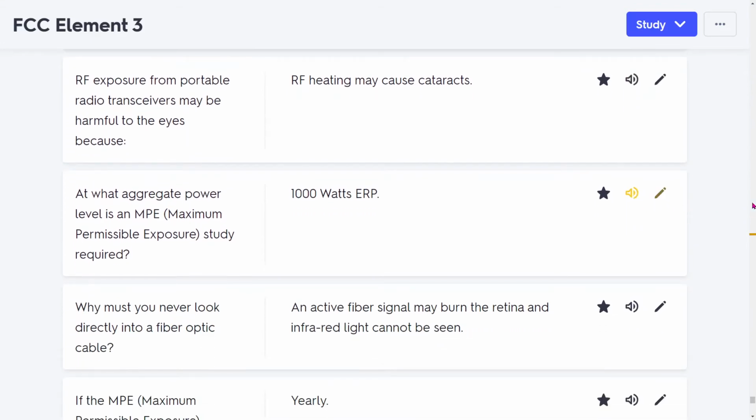At what aggregate power level is an MPE study required? 1000 watts ERP.